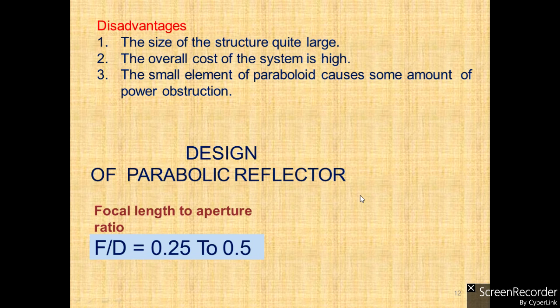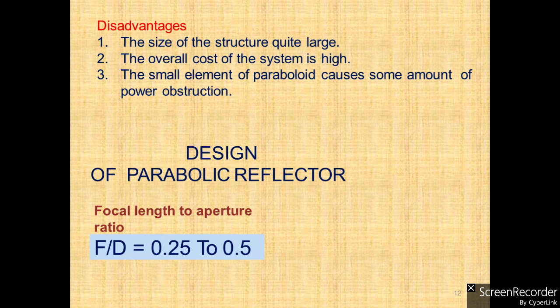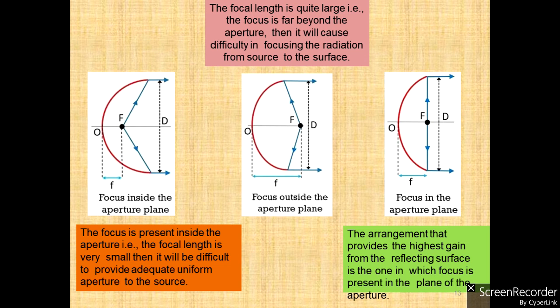Okay. Now if we look at the design of the parabolic reflector, the only parameter which we have to design is the focal length to aperture ratio. So we see what the focal length to aperture ratio is. It is the F by D ratio. So the F by D ratio should be maintained from 0.25 to 0.5. Okay. Now we can see in this parabolic reflector, we have point O, that's the center of the reflector. Then F is the focal point, and D is the diameter of the aperture, right? So for a better parabolic design, the F by D ratio should be 0.25 to 0.5, right?